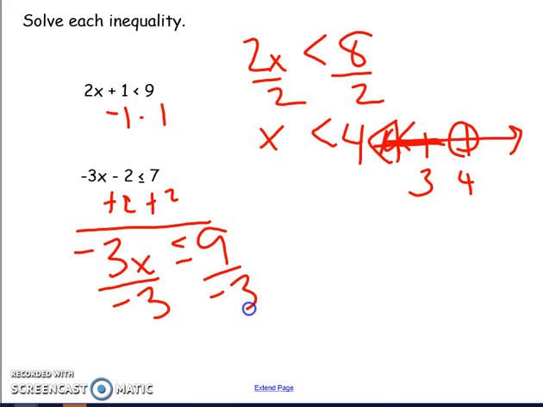Now, the one tricky thing we have to remember: when you divide by a negative, it changes our sign. So our 9 was positive. By dividing by this -3, we're going to get a negative answer. And since we switched signs, we have to switch our inequality to the other direction. So x would be, but instead of less than or equal to, we're now going to turn it around and make it a greater than or equal to -3.